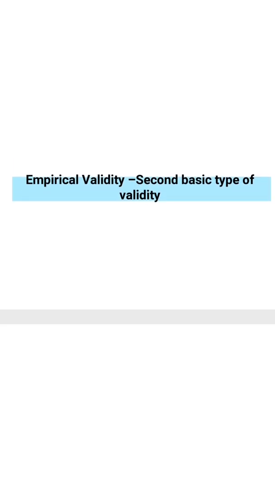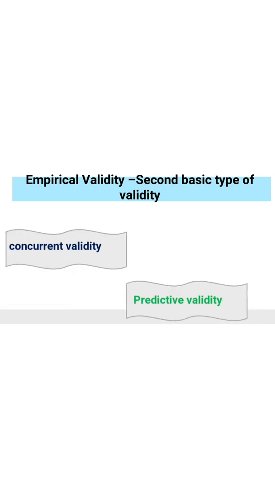Empirical validity, or the second basic type of validity regarding measurement, has been referred to as empirical and criterion-related validity. Empirical validity is based on external, objective criteria. It includes concurrent validity and predictive validity.